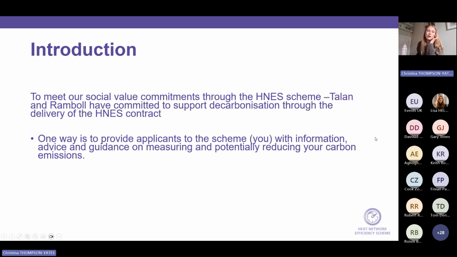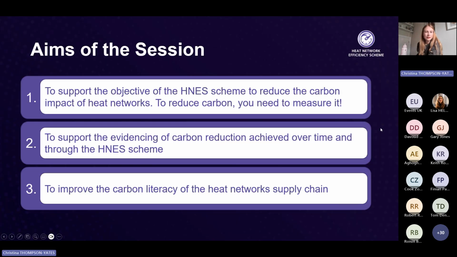So just a quick introduction, why are we here? One of the reasons is to meet our social value commitments through the HNES scheme. Both Talan and Ramboll have committed to support decarbonisation through the delivery of the heat network efficiency scheme contracts. And one way to do that is to provide applicants, so yourselves, with information, advice and guidance on measuring and potentially reducing your carbon emissions.